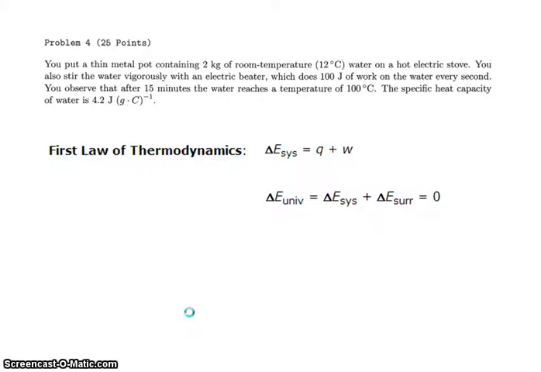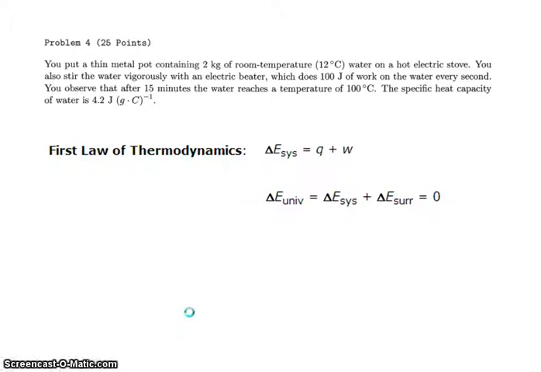Problem number 4 says, you put a thin metal pot containing 2 kilograms of room temperature, 12 degrees Celsius, water on a hot electric stove. You also stir the water vigorously with an electric beater, which does 100 joules of work on the water every second. You observe that after 15 minutes, the water reaches a temperature of 100 degrees Celsius. The specific heat for water is 4.2 joules per gram times Celsius.